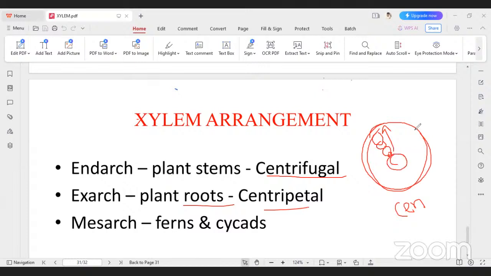Reverse. Exarch is outside. Let's change color. The protoxylem forms first outside, and development proceeds toward the center. Right. So this is the exarch condition. This is development like this. When mesarch, you can assume mesarch.